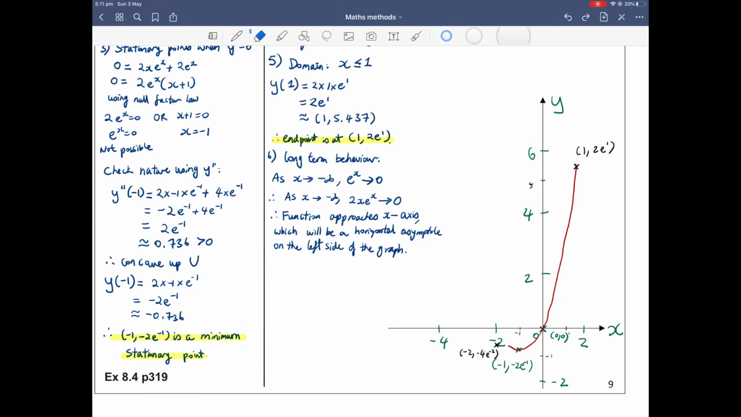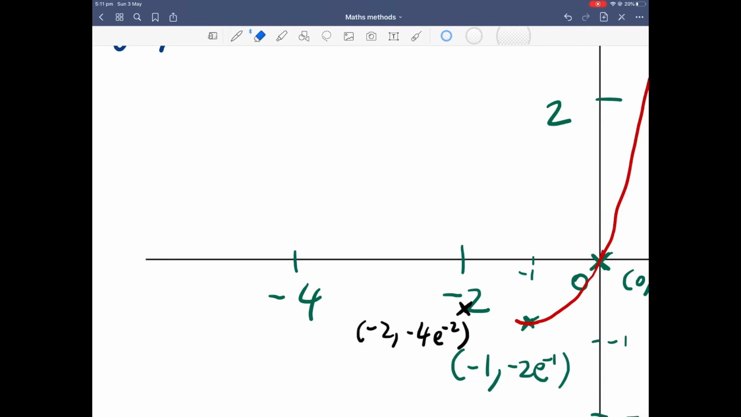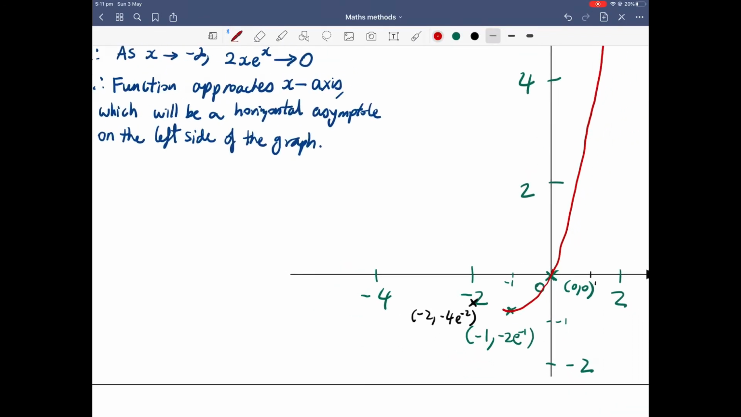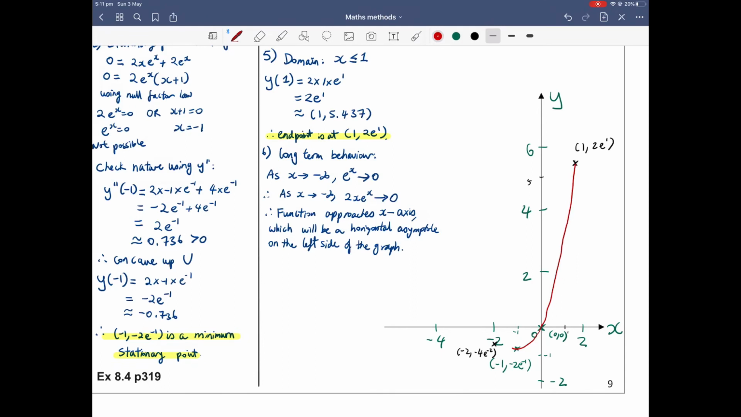It's not meant to be flat either because it's not a stationary point of inflection, so I shouldn't make that too flat. So let's see if I can draw this. And then we know that it should have an asymptote. Let me do that again. It should get closer and closer to the x-axis, but won't ever touch or cross the x-axis. I'll just cut it off there.